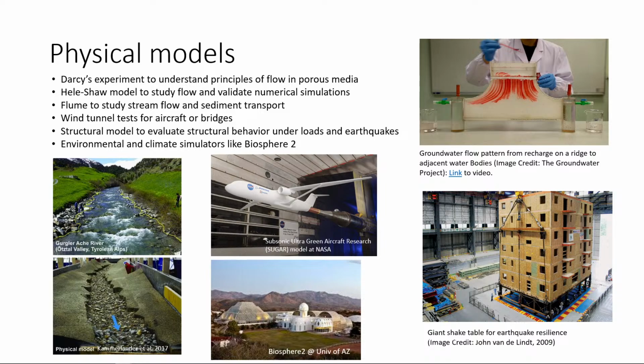So that would be another type of physical model, other than the scaled models like the fundamental model or the scaled models like these that you see here. There is also the environmental and climate simulator. This is an example of Biosphere 2 at the University of Arizona. Biosphere 1 is the Earth, and Biosphere 2 is what you see here. Basically, you can use this to study changes in climate and land and atmosphere interactions. Okay, so these are examples of physical models.